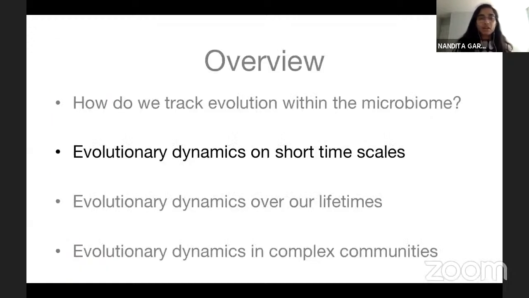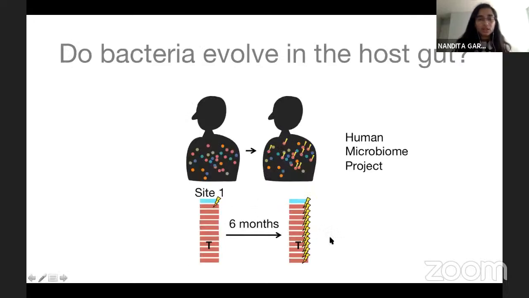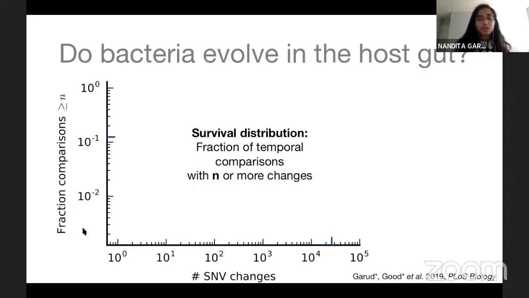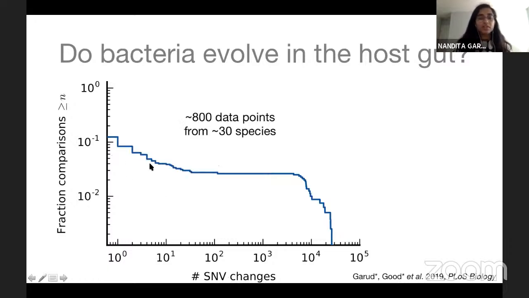So now that we've done this hard work of trying to deconstruct the lineage structure inside of hosts, we can look at evolutionary dynamics on short timescales within hosts. And so again, the signature we're looking for are these mutations that rise to high frequency on around 6-month timescales. And what I'm going to plot here are the fraction of comparisons that have N or more SNP changes. On the x-axis are the number of SNP changes. And this is what we get for our roughly 800 data points. It's this kind of distribution that has a mode here and a mode here. And let me walk you through it.